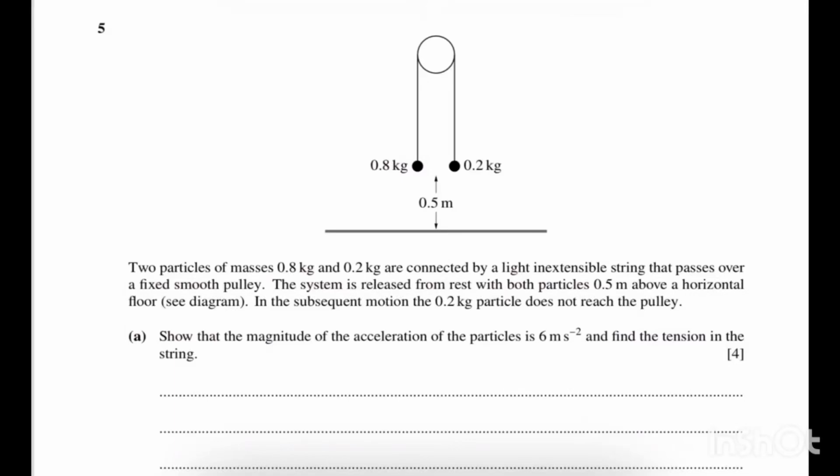Number 5. They say that two particles of masses 0.8 kg and 0.2 kg are connected by a light inextensible string that passes over a fixed smooth pulley. The system is released from rest with both particles 0.5 meters above a horizontal floor. In the subsequent motion, the 0.2 kg particle does not reach the pulley.